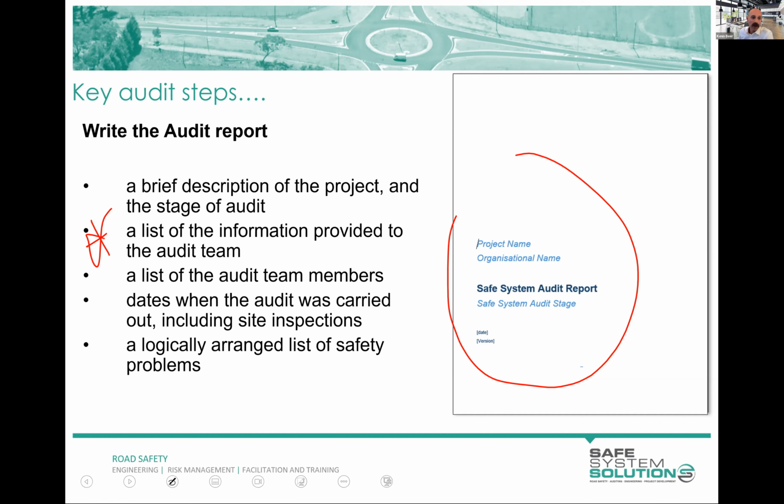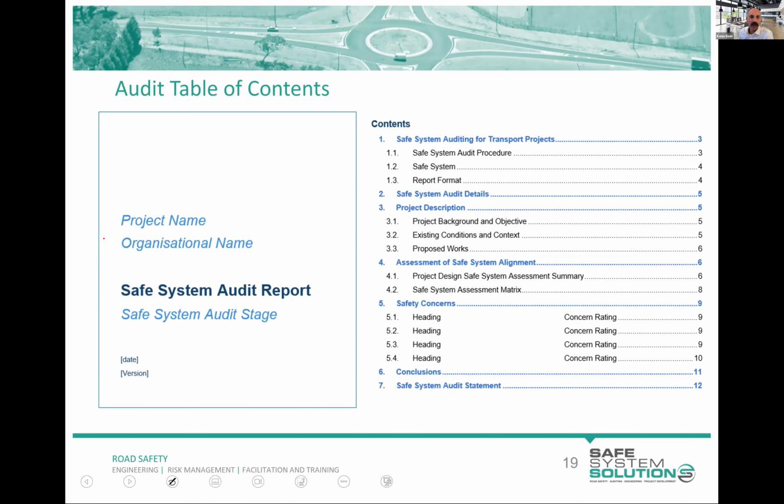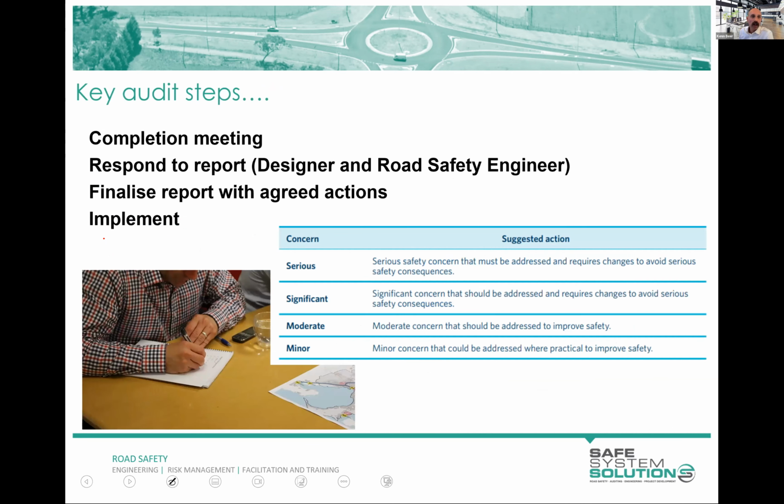List your team members, when the audit was carried out, and then your safety issues. So it's all in there. The fact that there is a template makes things easy. I don't need to take you through this, you just follow. There's a completion meeting, responses to the findings from the design engineer, finalising the report and implementing.